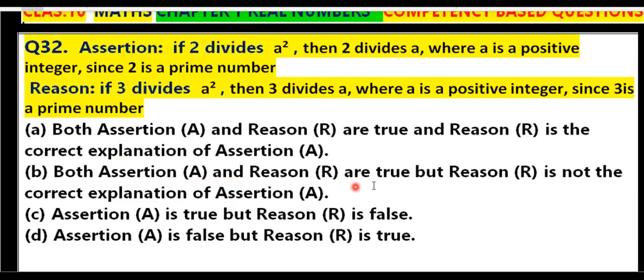Both assertion and reason are true, but reason R is not the correct explanation of A. Correct explanation क्या होता कि if p divides a square, then p divides a where a is a positive integer since p is a prime number. In place of 3, इसका reason होना चाहिए था कि this should be a prime number. So both statements are correct, but this reason is not correctly explaining the assertion. So here B is the answer of this question. ये इसका आंसर हुआ.